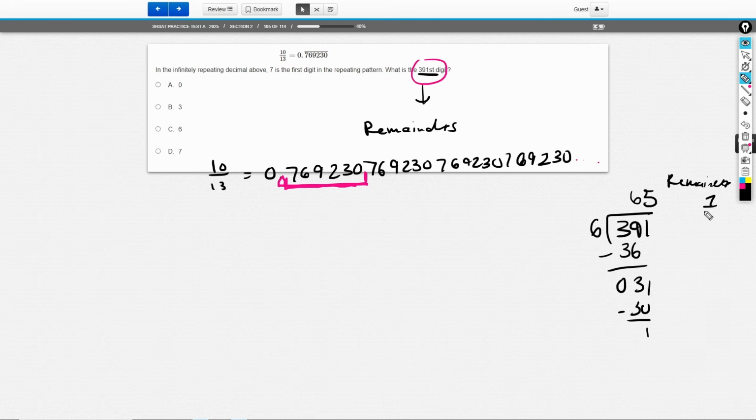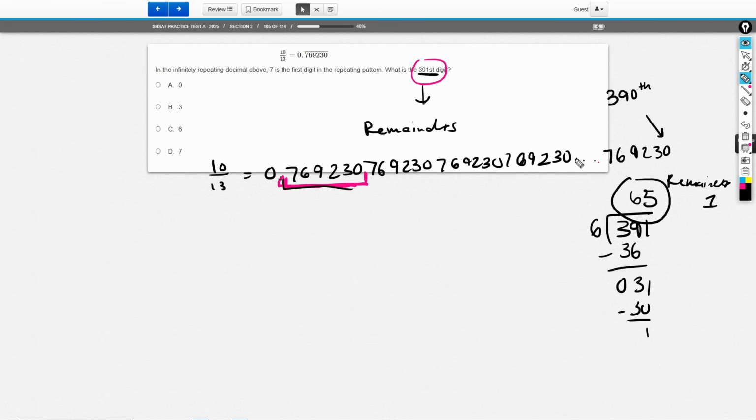Okay, so what this means is this unit, 769230, if I were to write this out 391 times, it would repeat 65 times. So if I took a break and all of a sudden I wrote 7, 6, 9, 2, 3, 0, this 0 would technically be the 390th digit.